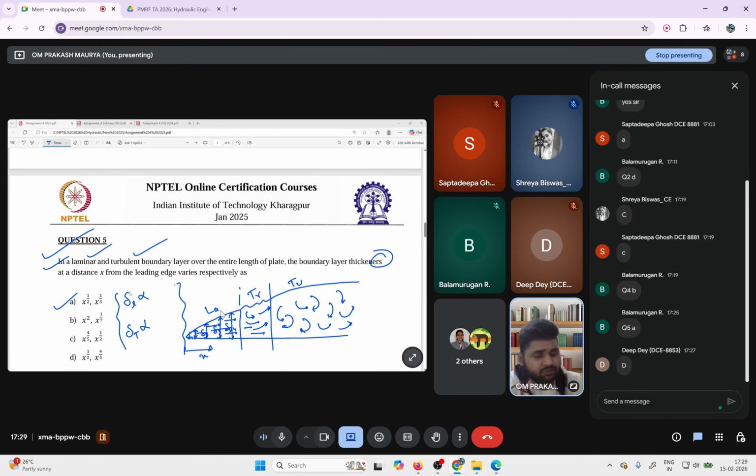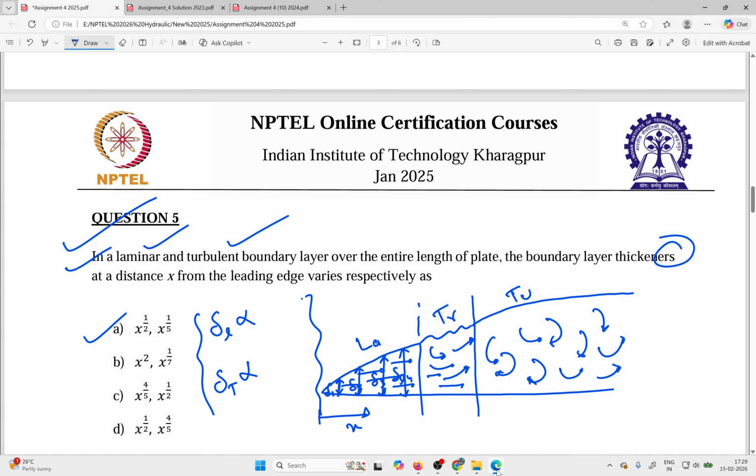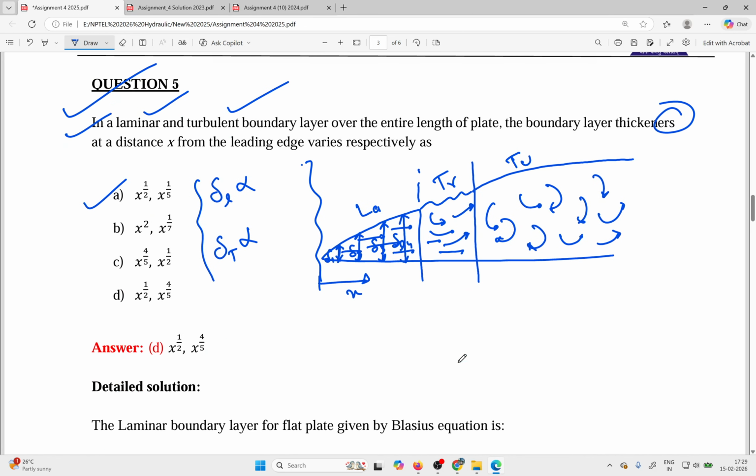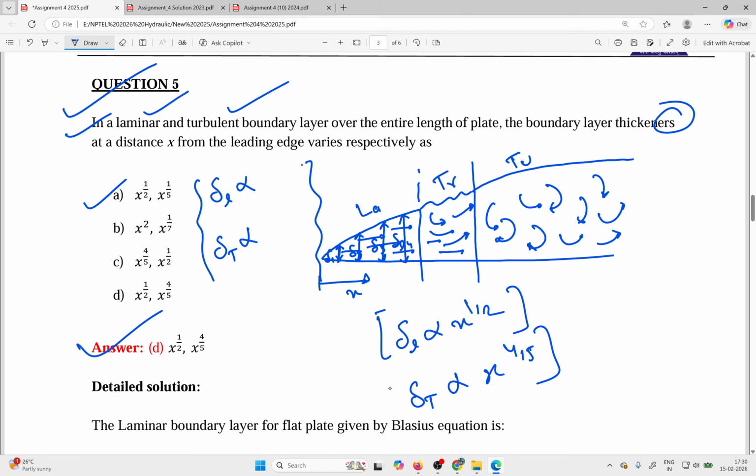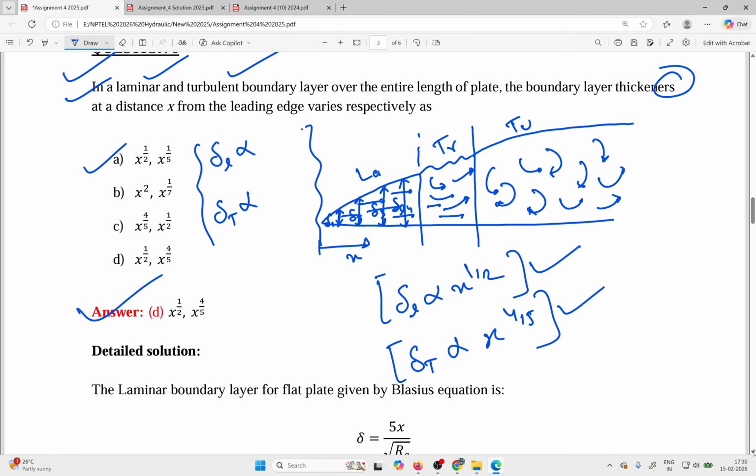Okay, so let me just show you the answer. Here option D is correct. Your delta laminar varies as x to the power 1 by 2, and your delta turbulent varies as x to the power 4 by 5. So remember, please, this is a very important question. You might expect such type of question in your final exam, NPTEL, or another competitive exam.